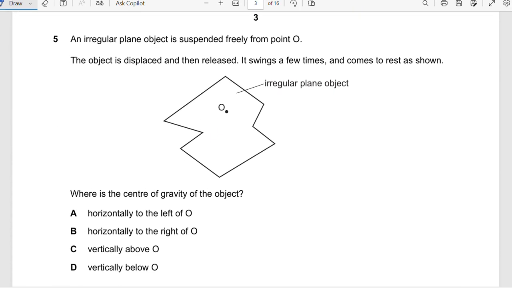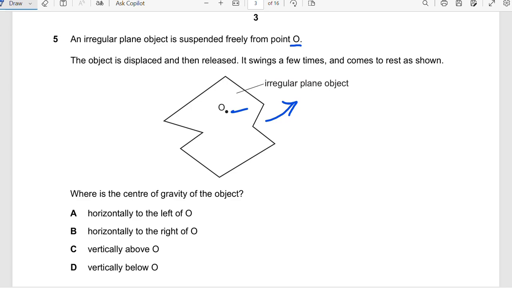Okay, question 5. An irregular plane object is suspended freely from point O. This is the point O. The object is displaced and then released. Okay, we move it a little bit, like in this direction or in the opposite direction. It swings a few times and then comes to rest as shown. So this is the object when it is at rest.